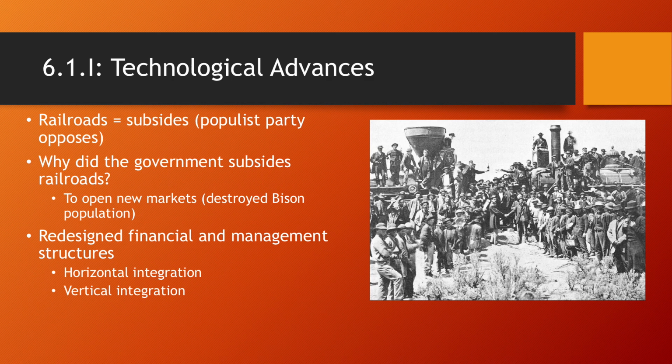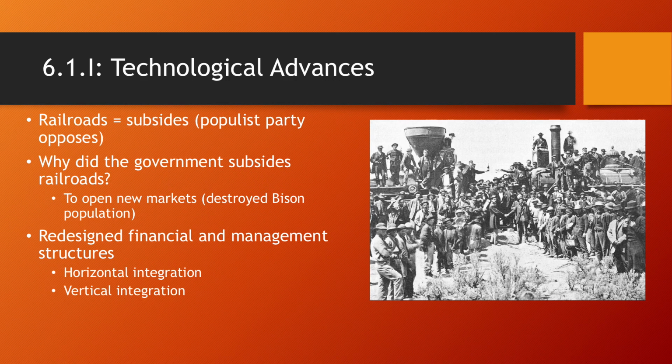We also know that during this time period, as industry began to flourish and other industries, steel, for instance, begins to grow towards the latter half of the 19th century, many industrialists began to redesign their financial and management structures. We talk about horizontal integration, vertical integration. Right? This is what eventually starts to create trusts and monopolies. It allowed them to start taking over other industries.